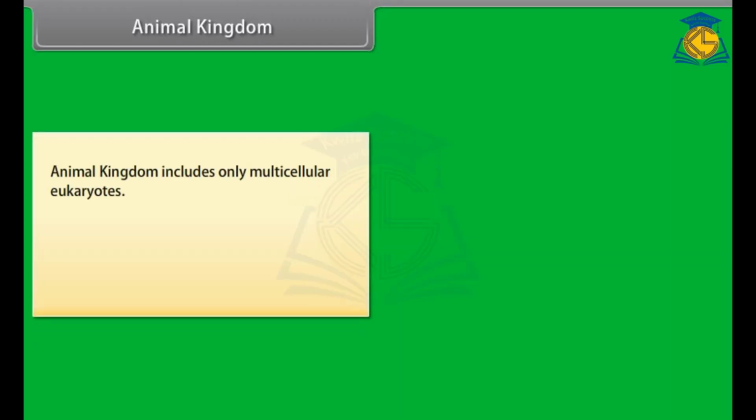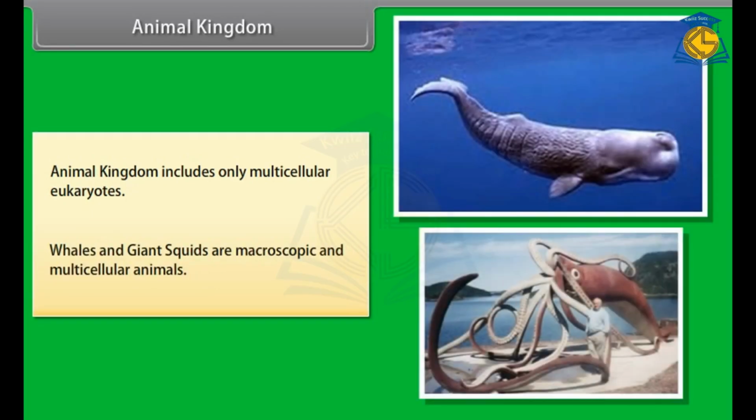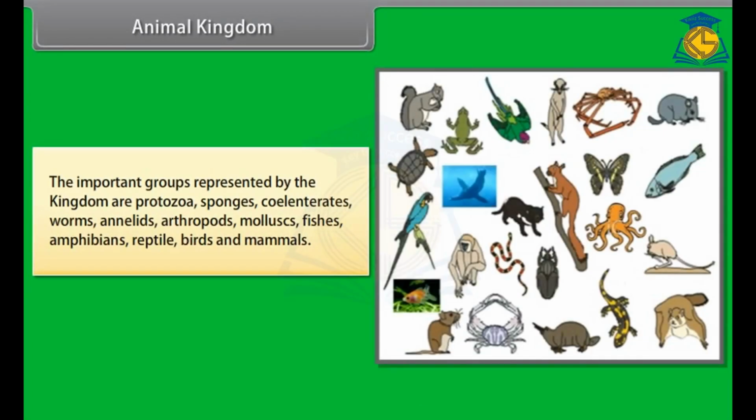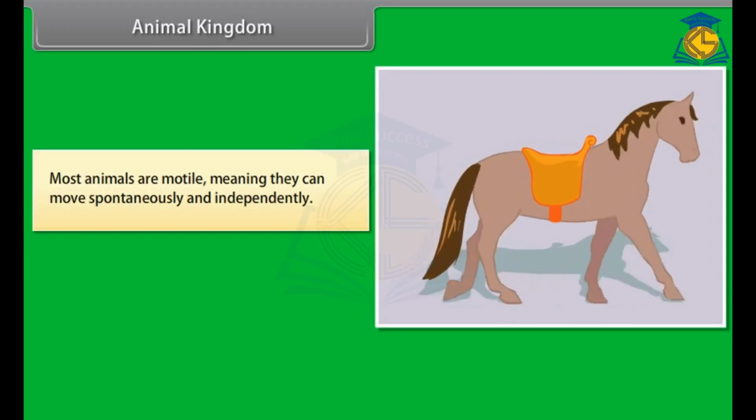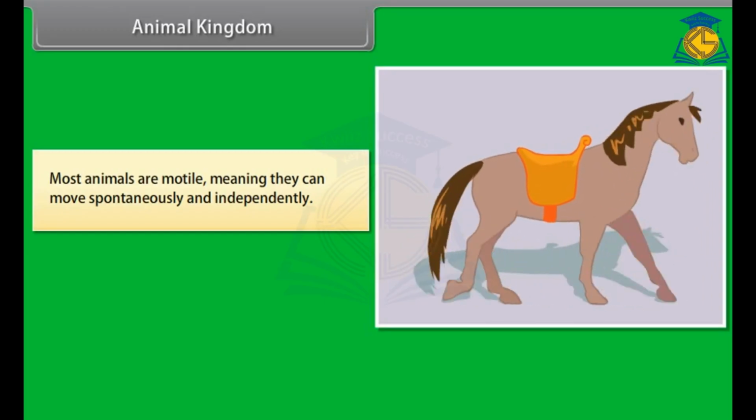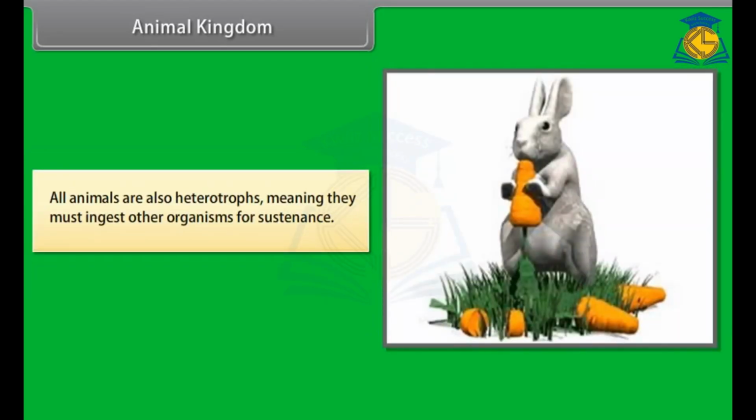Animal kingdom. Animal kingdom includes only multicellular eukaryotes. Whales and giant squids are macroscopic and multicellular animals. The important groups represented by the kingdom are protozoa, sponges, coelenterates, worms, annelids, arthropods, mollusks, fishes, amphibians, reptiles, birds and mammals. The body plan of animals eventually becomes fixed as they develop, although some undergo a process of metamorphosis later on in their life. Most animals are motile, meaning they can move spontaneously and independently. All animals are also heterotrophs, meaning they must ingest other organisms for sustenance.